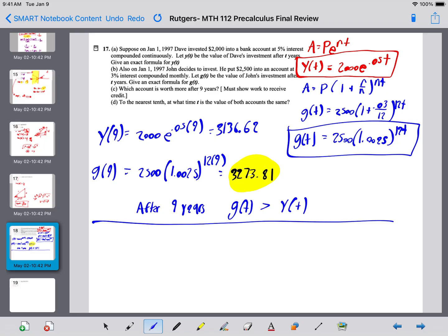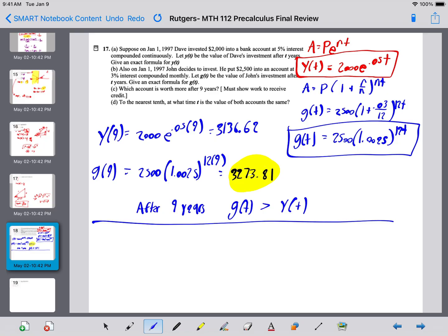I don't see anything on my graph, so I'm going to go to zoom fit. I see them approaching each other, but I don't see the point of intersection yet, so I'm going to go to zoom out, scroll to the right side of the screen where it is, press enter. And now I finally see where they intersect. So I'm going to press second, trace, intersect, scroll over to the intersection point, press enter, enter, enter.